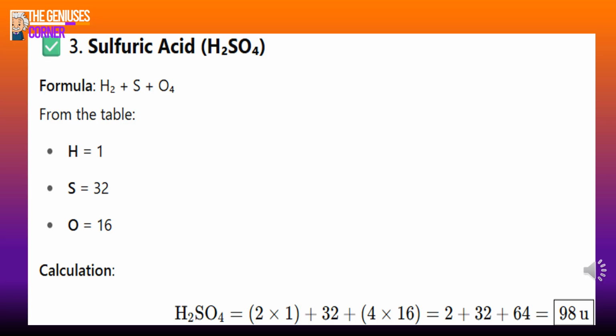So we say 1, and then we multiply it by 2 because there are two hydrogens in sulfuric acid, so there's H2, plus 32, which is only the molar mass of sulfur, since there's 1 sulfur in H2SO4, and then plus O times 4. There will be 4 oxygens times 16. So it will be 4 times 16 because we have 4 oxygens in sulfuric acid. And then we'll have 2 plus 32 plus 64, which gives us 98 atomic mass units.